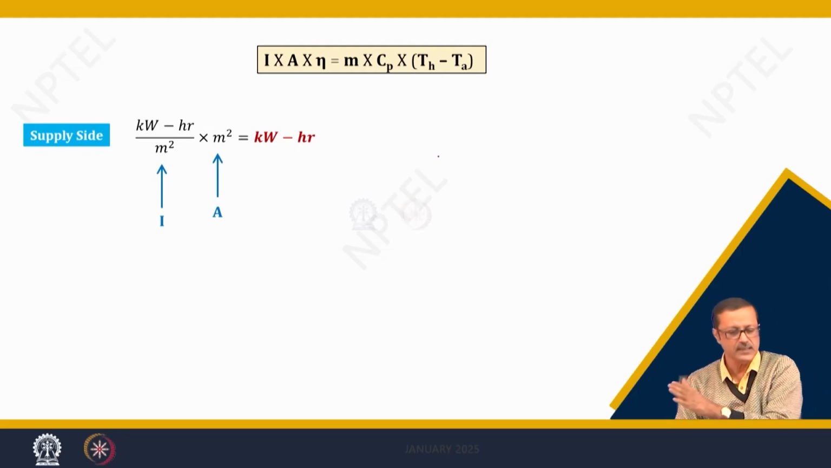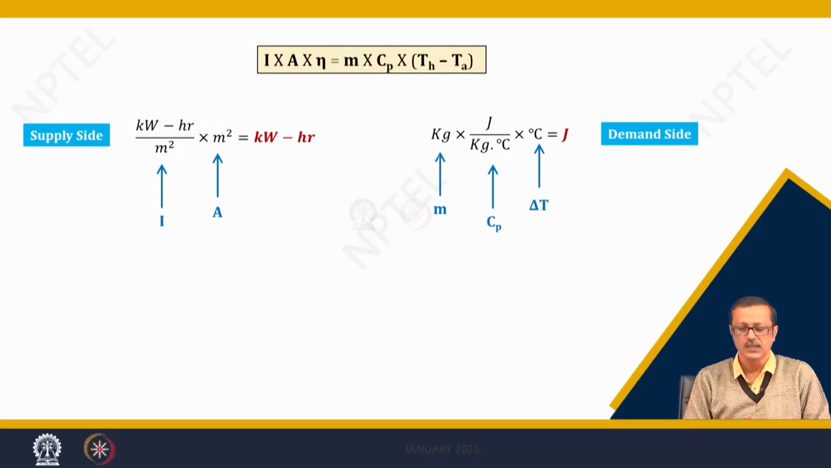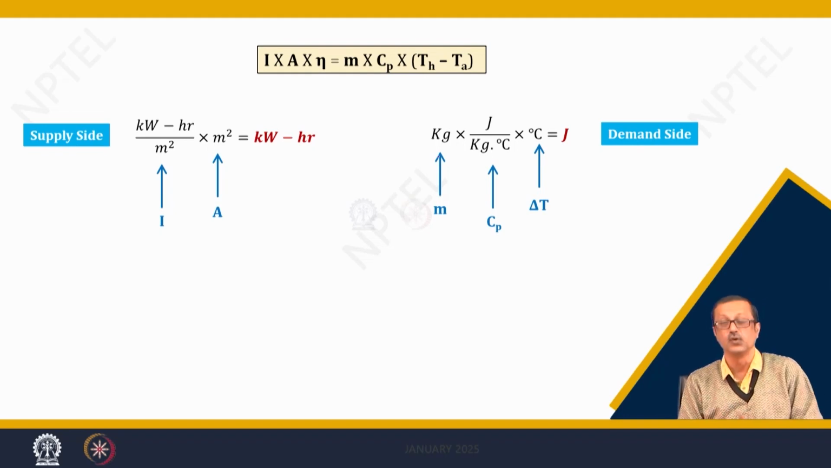In the supply side it is this, and the demand side has 3 again. The mass is in kg, the Cp, the specific heat, is joule per kg per degree C, and delta T, the change of temperature, is in degree C. So, finally, it is joule.